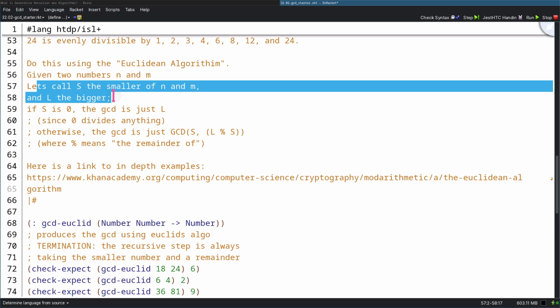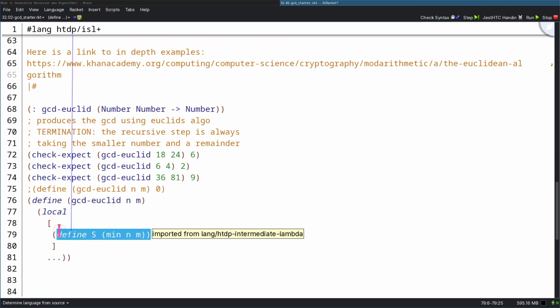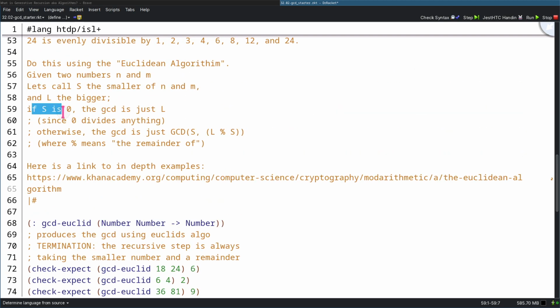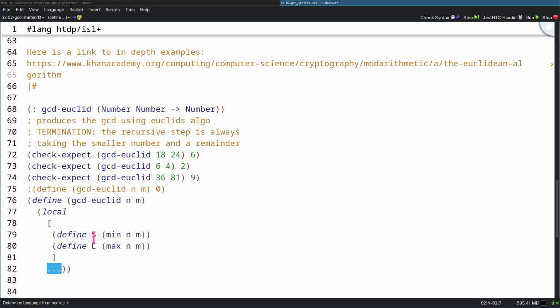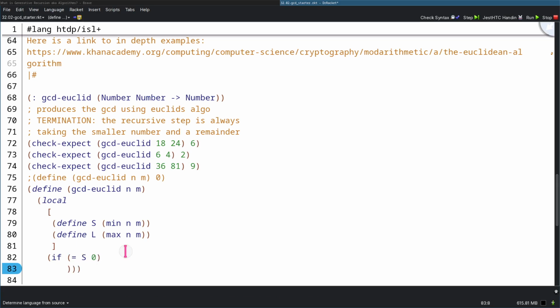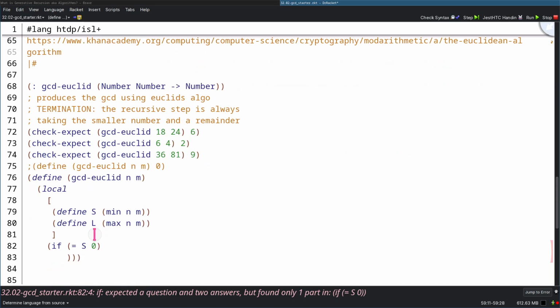Let's call s the smaller of n and m and l the bigger. So the bigger one is l. It's going to be define l max of n and m. All right, so that gives us those two numbers. If s is 0, the GCD is just L. So if s is 0, so equal s 0, then what? If s is 0, the GCD is just L. So it's just this L over here.